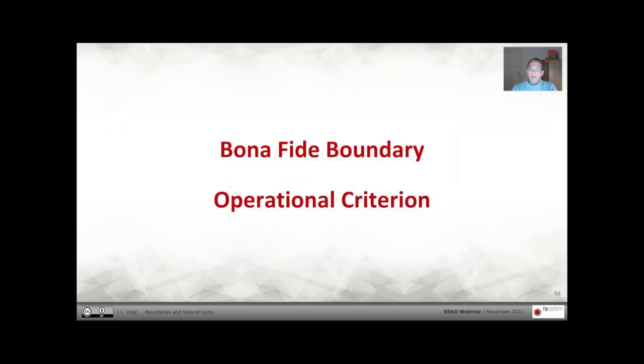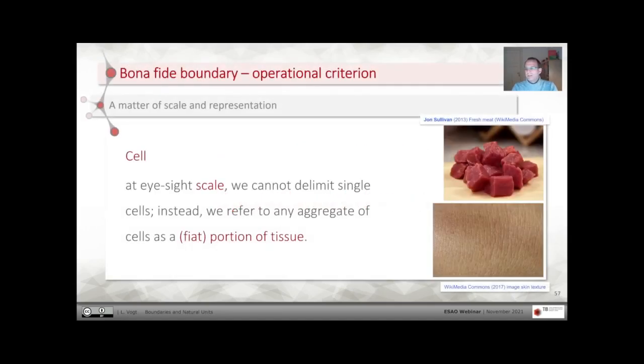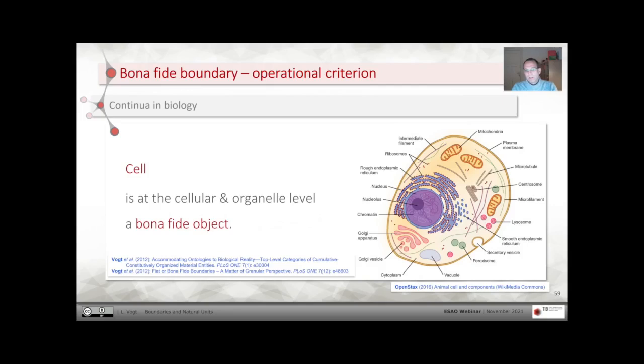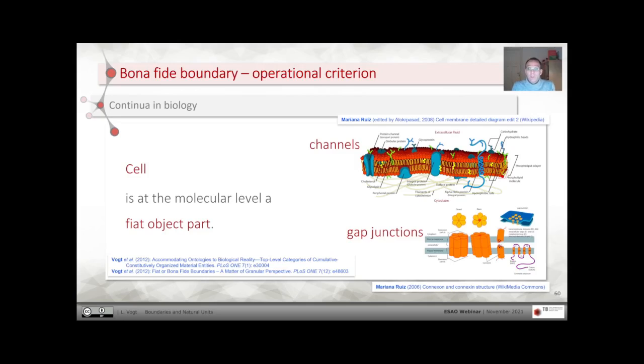Let's have a look at the bona fide boundary, the operational criterion. So for instance, an aggregate of cells like we see here. At eyesight scale, we cannot delimit single cells. Instead, we refer to the aggregate as a fiat portion of tissue. But then if we use a light or electron microscope, we can delineate and demarcate individual cells. So here they are bona fide objects. So at the cellular and organelle level, it's safe to say they're bona fide objects. But then again, if we look more closely, we see that there are channels and gap junctions in the membrane of a cell, so that the inside of the cell is continuous with the outside of the cell, and then it's a fiat object part.